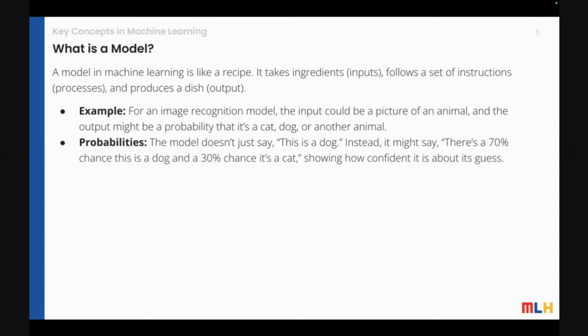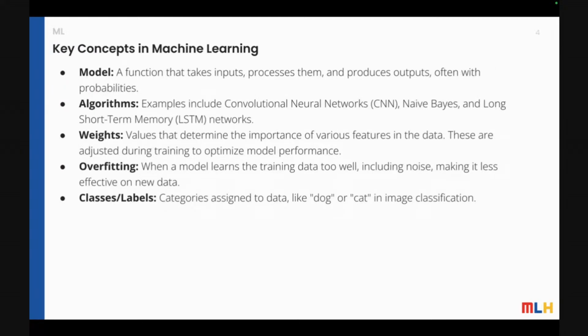But you read the next bit, which is probabilities. The model does not just say, oh yeah, this is a dog. It always uses the term probability, that there is a 70% chance, or I'm 70% sure that this is a dog, but there's also a 30% chance that it is a cat. Okay, so a model produces an output often with probabilities. That's what the first line said, right? So that is the probability. It does not say explicitly this is what it is. It says, I'm this sure that this is this, but I'm also this sure that this could be the other thing. Okay, moving on to the next bit, algorithms.